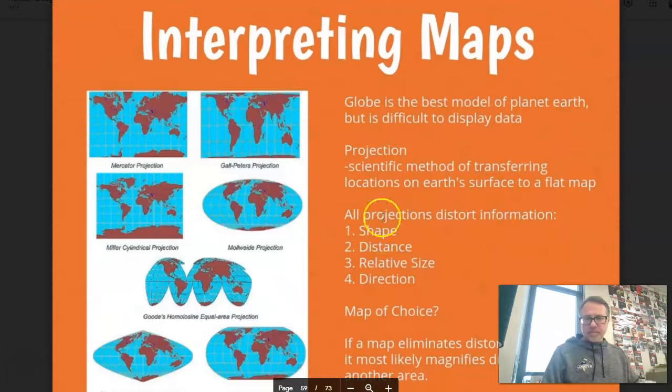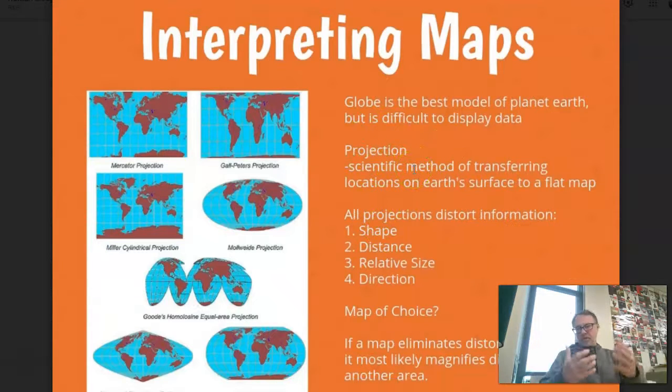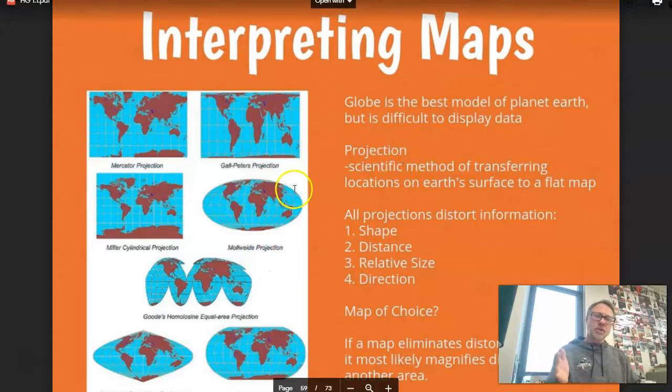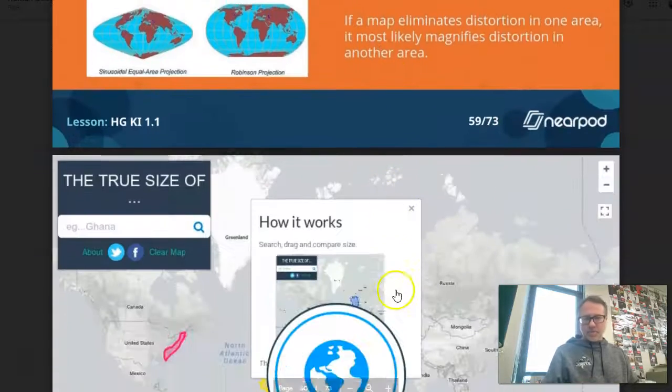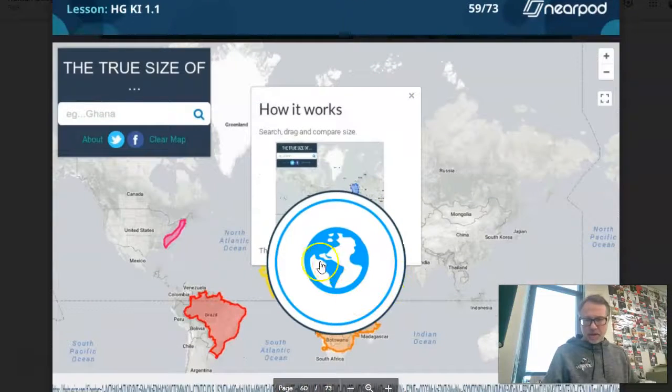Let's see. And then every map is a projection. You've got a spherical Earth, so you can't carry around a globe. You want to look at it on a flat screen, but anytime you translate that, or project the spherical Earth onto a flat surface, there's going to be distortion. And anytime you correct for one of these types of distortion, you're going to make one of the other ones worse. So that's one of the problems we have of trying to communicate geographic information.